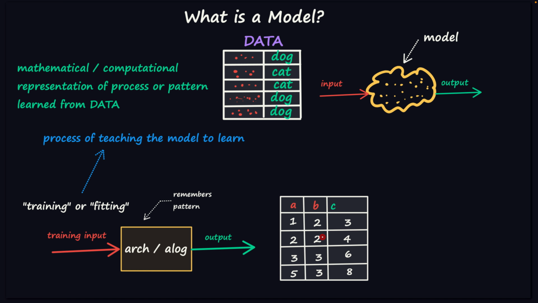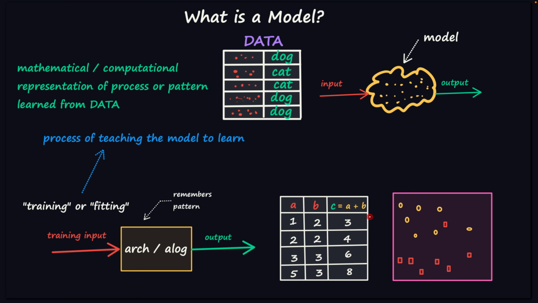It will be able to figure out that what really happens is we are actually summing A and B together to get C. So hopefully it will be able to figure that out and it will remember that pattern. Once that has happened, if we pass in any new input, for example, if we pass in 6 and 3, it should be able to tell us that the output is 9. Okay, so that is what we are trying to get out of these models.